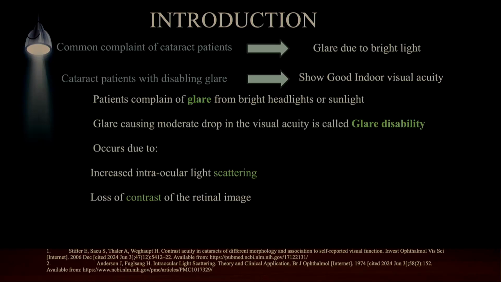So patients with glare from headlights or sunlight usually have a thing called glare disability. This can be due to light scattering within the eye, or it could be due to loss of contrast of the actual retinal image, the image that's falling on the retina.